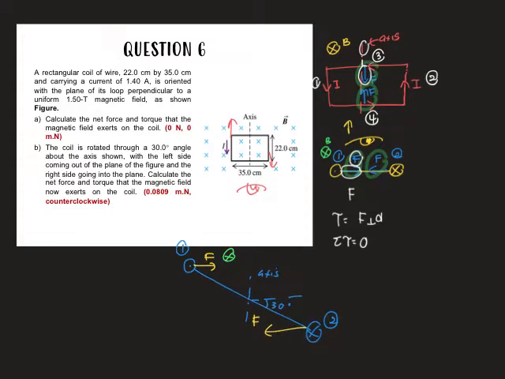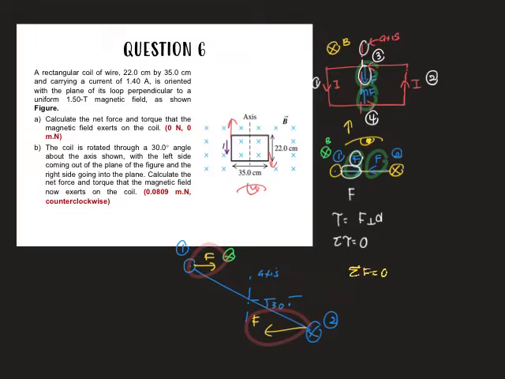Because the directions of the force are opposite to each other, like this one is to the right and this one to the left, therefore the net force is going to be 0 for question B.